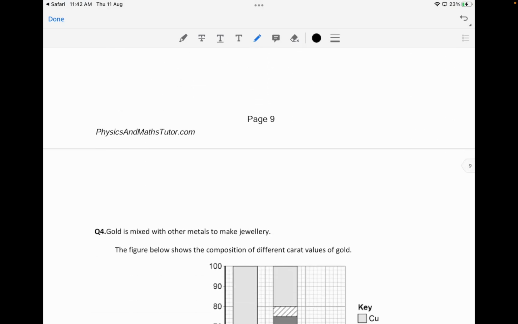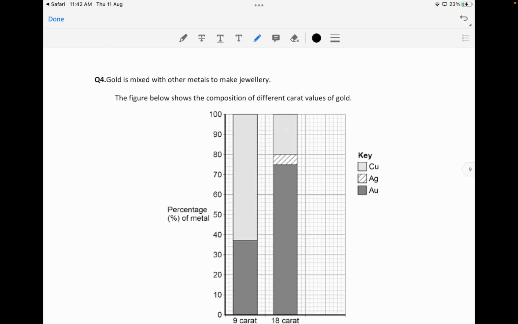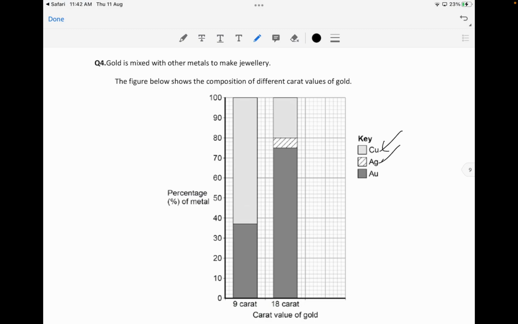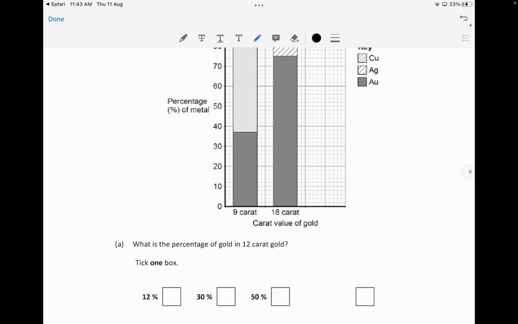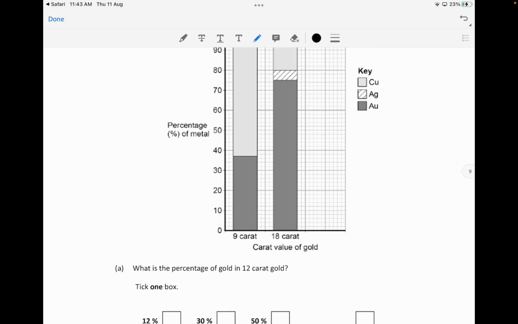Now the next question states that you can see a nice little diagram showing you copper, silver, and gold. You can see that copper, silver, and gold are mixed with other metals to make jewelry. So the figure below shows the composition of different carat values of gold. Alright, what's the percentage of gold in a 12 karat gold?